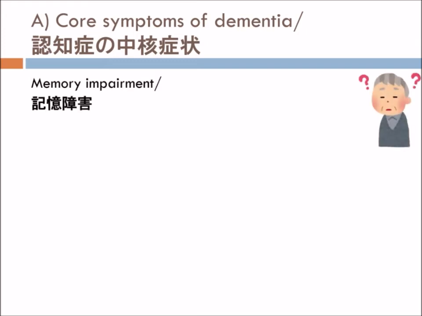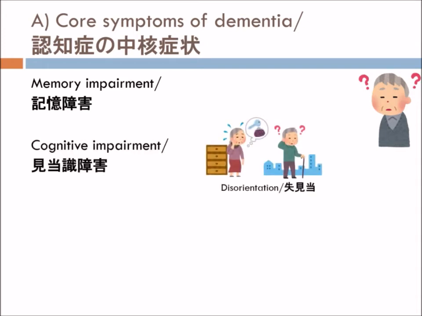Memory impairment. Memory impairment refers to a disorder that makes it impossible to remember new facts and information. Cognitive impairment. Cognitive impairment refers to a disorder that makes it impossible to recognize time, place, and people, like disorientation.